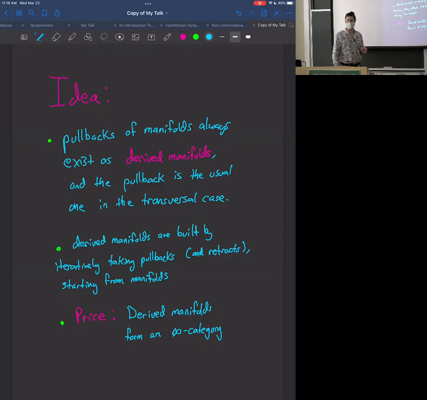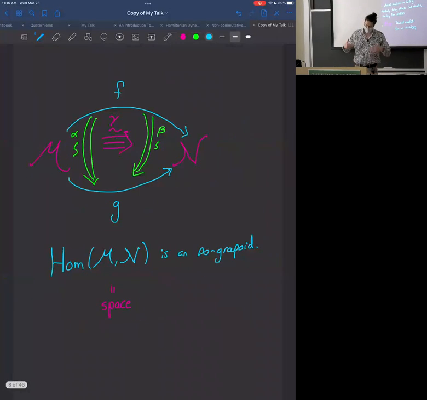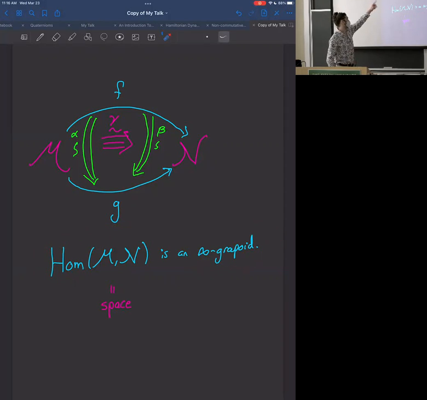Derived manifolds form an infinity category rather than a category. If you don't know what that means, it basically means that, say I have two smooth maps between derived manifolds, I could talk about an equivalence between those smooth maps. If I have two equivalences, I can talk about an equivalence between those equivalences. And then I can keep going all the way up. So in other words, we have an infinity groupoid of maps. You can think about it as a space where the points are the actual maps, the paths are the equivalences, the path homotopies are the equivalences between the equivalences, etc. Okay.